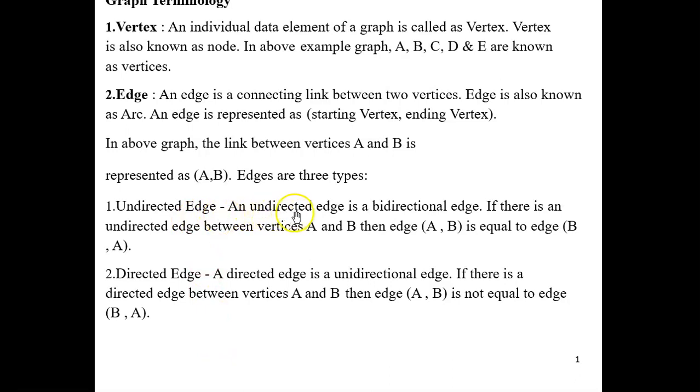Undirected edge means an undirected edge is a bidirectional edge. If there is an undirected edge between two vertices A and B, then edge of A comma B is equal to edge of B comma A.